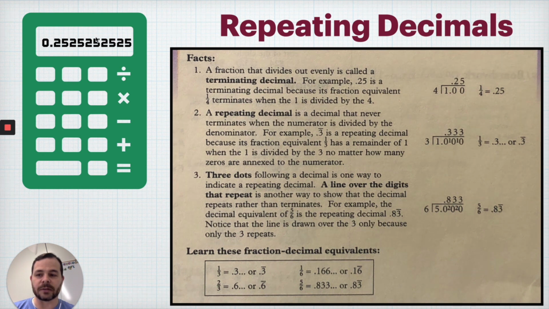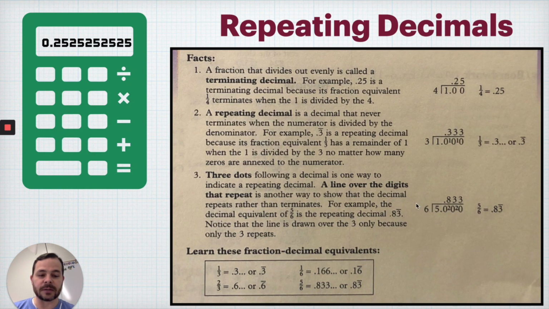Okay, so if we were to do this one, 0.25, it would be 0.25 with the line over just the 25. We don't have to have a line over all these because we know the 25 is just going to be repeating. So 3 dots following a decimal is one way to indicate a repeating decimal. A line over the digits that repeat is another way to show that the decimal repeats rather than terminates. For example, the decimal equivalent of 5/6 is the repeating decimal 0.833 repeating. Okay, notice the line is drawn over the 3 only because only the 3 repeats.